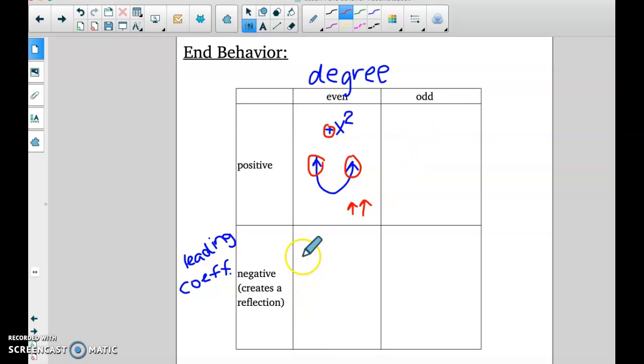Now let's do if this was a negative x squared. Negative x squared, we know x squared is going to give me a parabola shape, but this negative in front creates a reflection. So now I'm going like this. And this would be true even if this was negative x to the 4th, negative x to the 6th, everything. Now I see my end behavior, exactly what those arrows are doing. I would say that my end behavior is down, down. Okay? Let's talk about odd degrees.